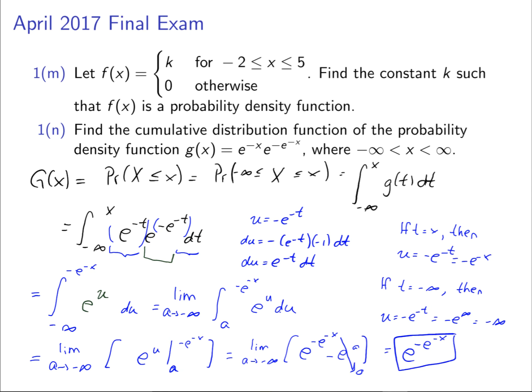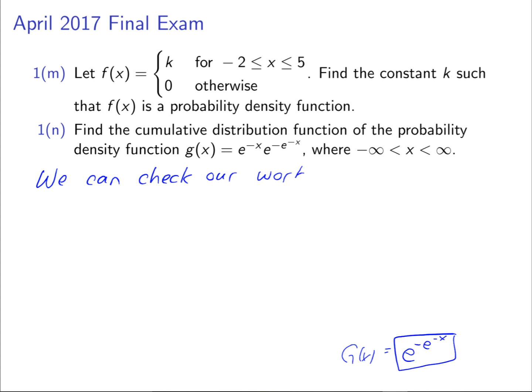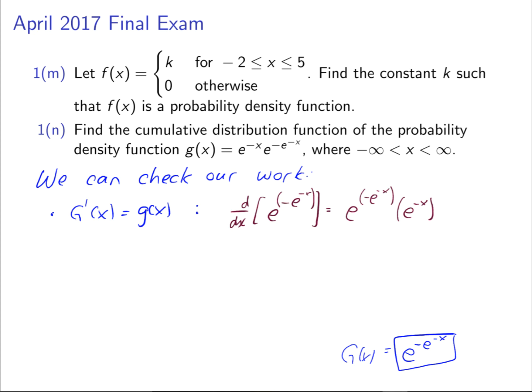Now this was a bit of computation, and so it's nice to do just some very basic checks to make sure that this makes sense. The first thing that should be true is if I differentiate my cumulative distribution function, it should give me my probability density function. If I differentiate the function e to the minus e to the minus x, here's my exponent, minus e to the minus x. So the chain rule says I need to multiply by the derivative of that, which is e to the minus x. And this is exactly little g of x.